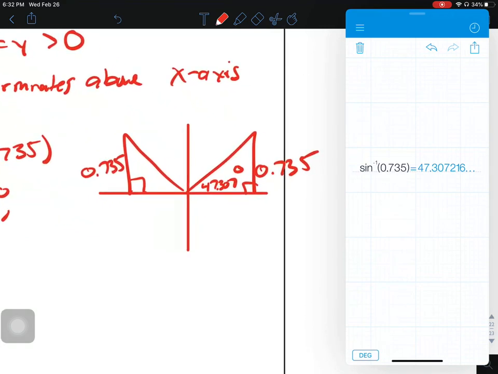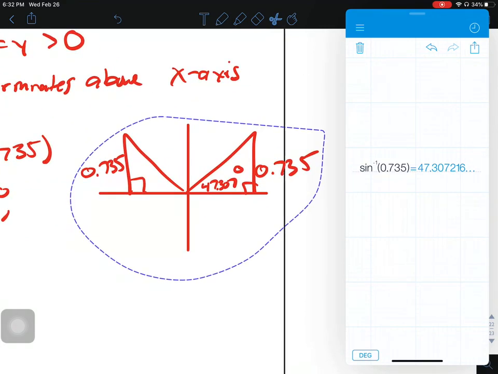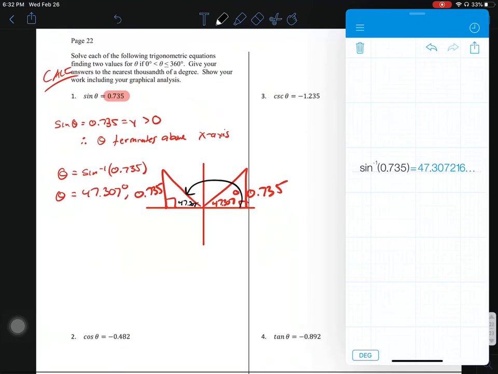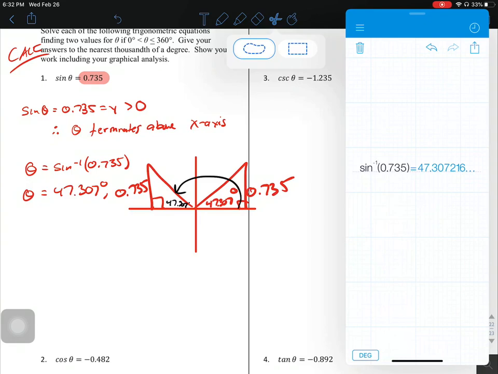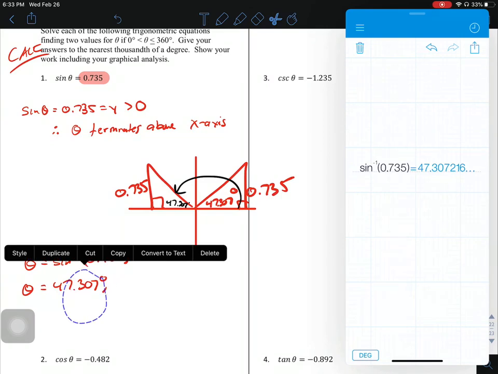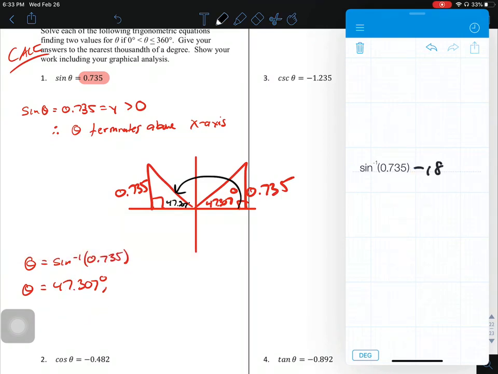The other one is going to have the same reference angle of 47.307, which means the angle in standard position is 180 minus that. And my organization of my work here is very poor. If I subtract 180 from that, it should be 180 minus that, so my signs are backwards here. That's going to make that 132.693 degrees. Let's try another one.